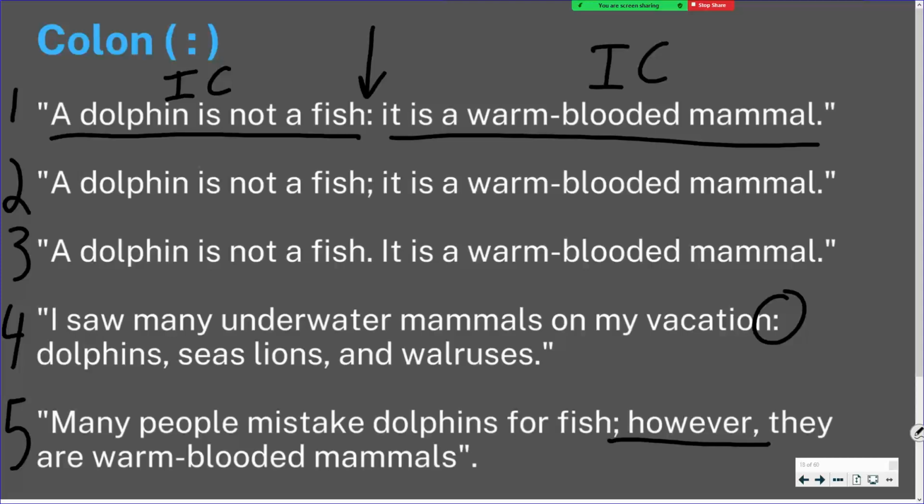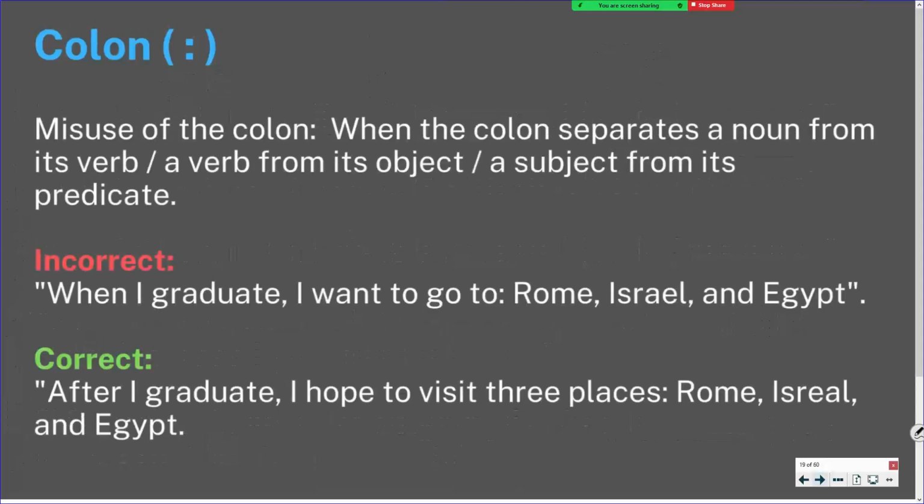And we'll get more on that, but that's the main way to use the colon, number one point, is to introduce a list. Probably the most frequent way people misuse the colon is when the colon separates a noun from its verb, when you separate a verb from its object, or when you separate a subject from its predicate, okay? So let's just break down some of those words, okay? So we know that verbs are action words. We know that the subject is what the sentence is about.